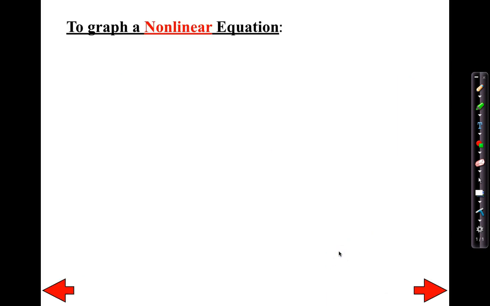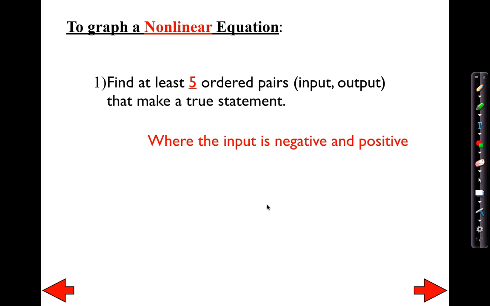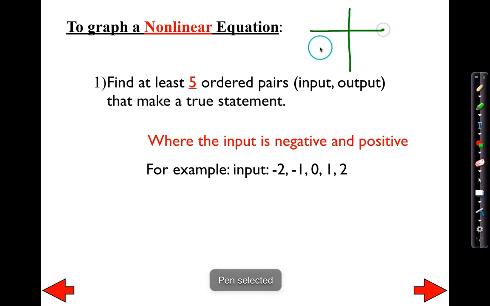So what do we do to graph a nonlinear equation? Well, first, what you're going to want to do is find at least 5 ordered pairs, input and output, that will make a true statement. And you do want to pick input values that are negative and positive because we do want to see the general shape on the left side of our graph. We want to see the general shape on the left-hand side as well as the right. So picking negatives will show you the shape on the left side. Choosing positive x values will give you the general shape on the right side.